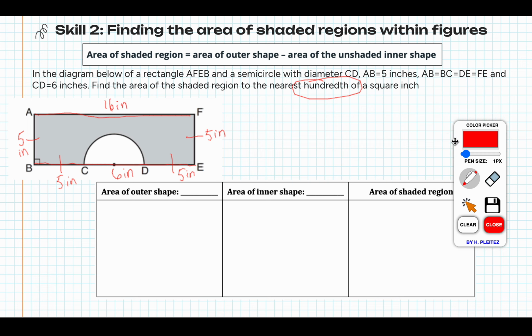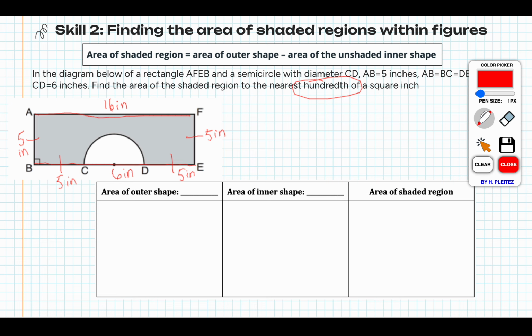So again, we're doing the area of the outer shape and then the area of the inner shape, and we're going to subtract them. So the outer shape is a rectangle, so the area of our rectangle is just going to be length times width. So the area is going to be 16 times 5, and if we do that in our calculator, we get 80. So the area of our rectangle is 80 inches squared. And then the area of our inner shape, so the outer shape is a rectangle, the inner shape is a half circle.